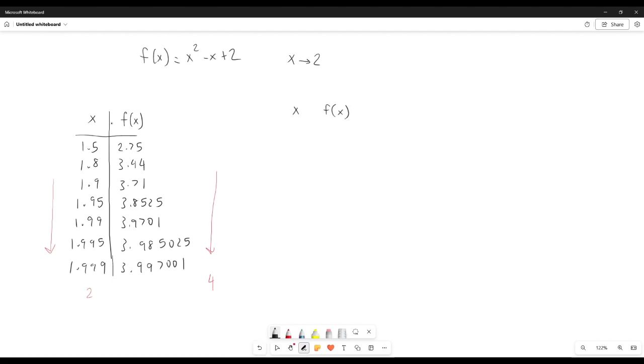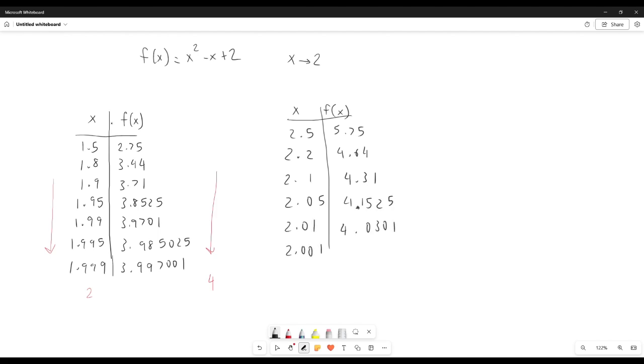Now let's go from the opposite direction. Let's start at 2.5 and go down until we reach 2. According to the data in the table, as we get the x value closer and closer to 2, we get values of f of x closer and closer to 4. We can express this by saying the limit of the function f of x as x approaches 2 is equal to 4. Here is the notation for this.